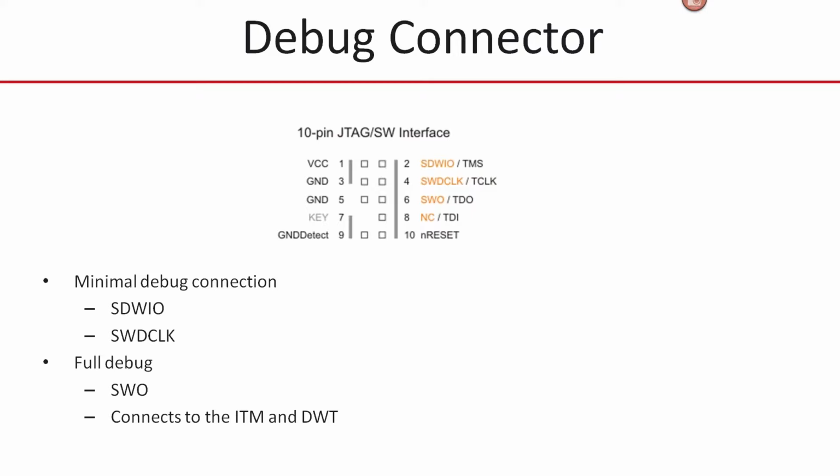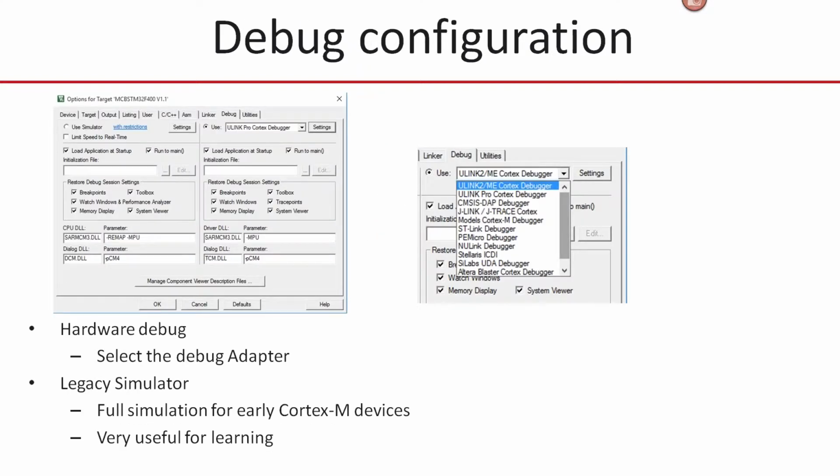With our 10-pin connector, we basically bring out the 2 serial wire pins so we can establish a JTAG style connection, and then we also have the serial wire out pin so we can get access to the trace units. So this provides us our basic debug connection to a Cortex-M microcontroller. And then within our development tools, we can select the debug adapter that we're using, and then we can essentially go and start debugging our code with JTAG style features.